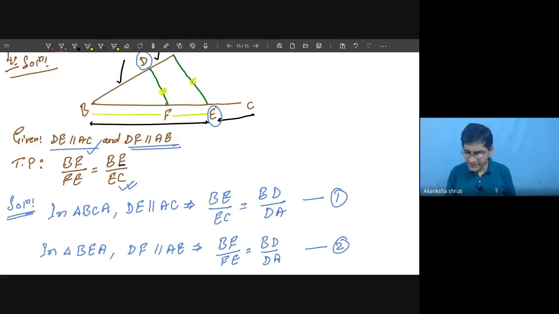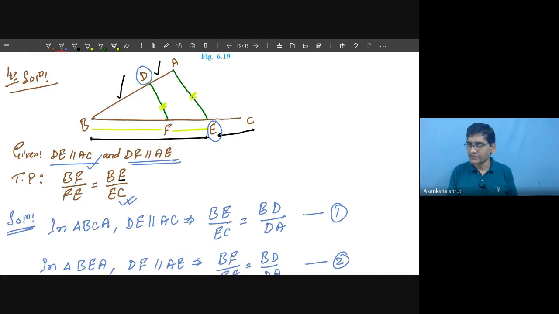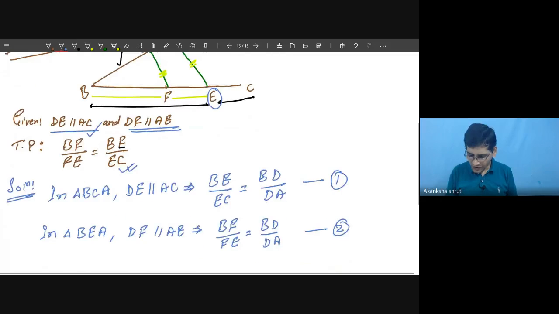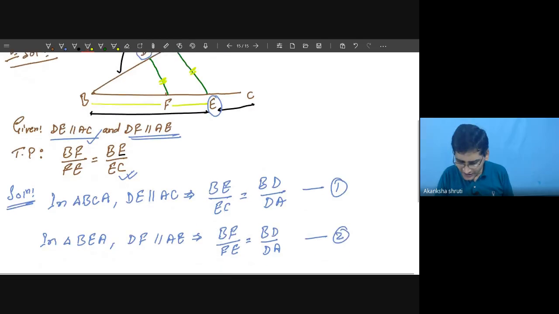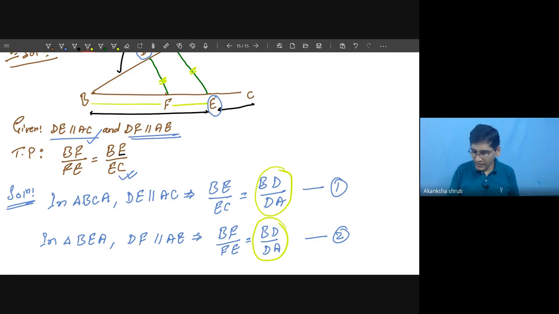Now after writing this, the story of the figure is almost over. Now we have to observe the ratios that we have written. We have introduced the intermediate ratio BD by DA. BD by DA. These two are the intermediate ratios. Means the right hand side of the two equations is the same, so the left hand sides can be equated.